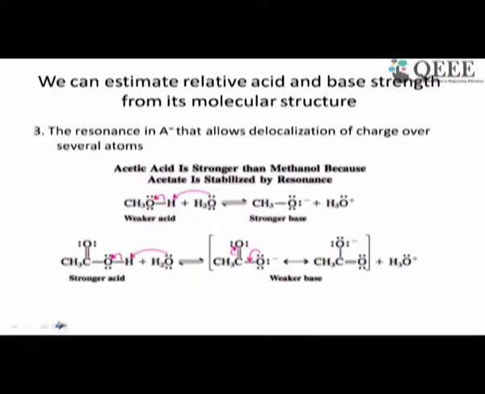The third point is resonance. For example, between methanol and acetic acid, both have dissociation of OH. But methanol generates a base, O minus, which is obviously a strong base because methanol is a weak acid.